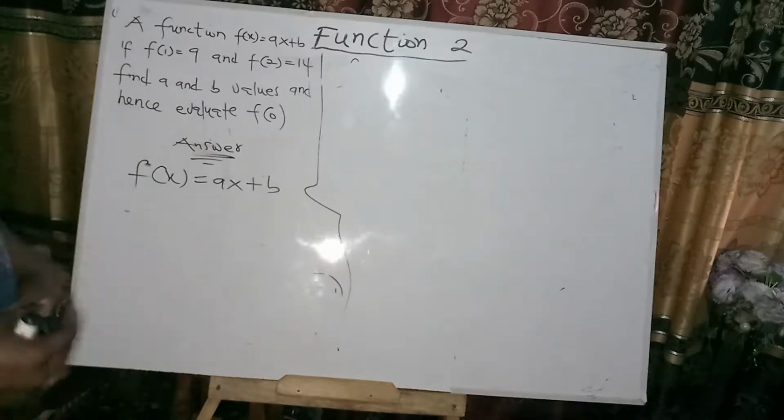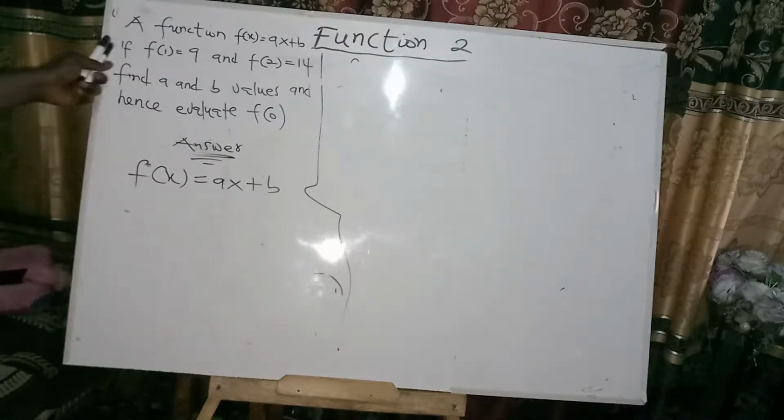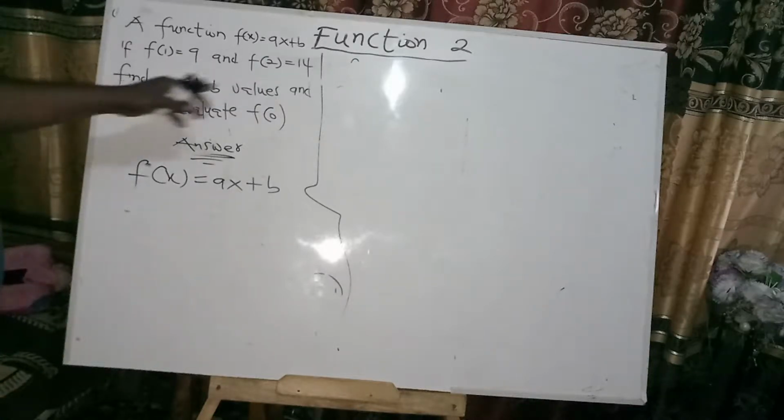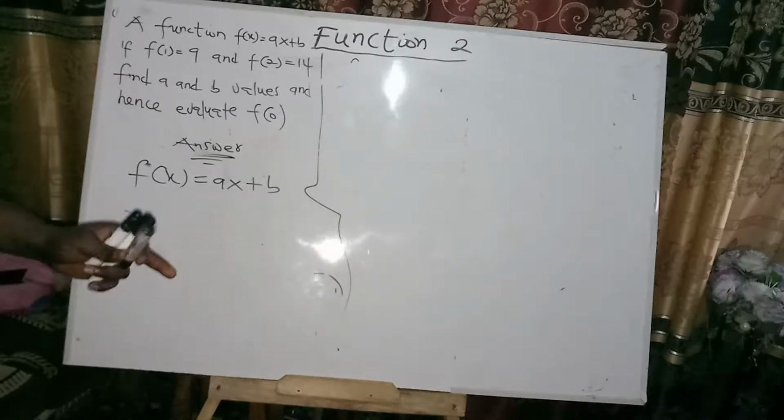Let's look at this question. A function f of x is equal to ax plus b. If f of 1 equals 9 and f of 2 equals 14, find a and b values and hence evaluate f of 0. You see the way the question is going.